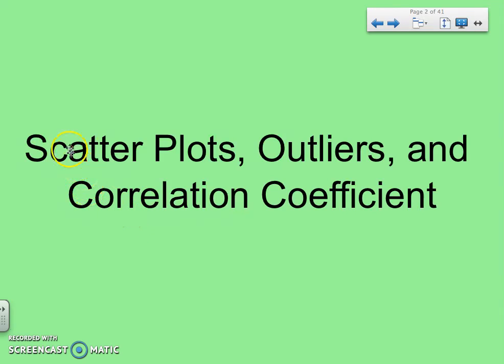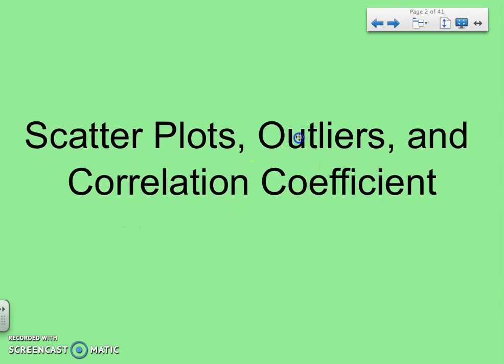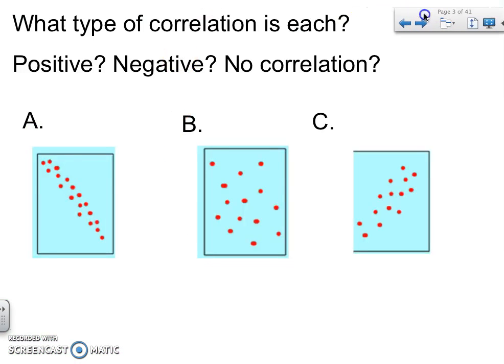So in this video, you're going to learn about scatter plots, outliers, and correlation coefficients, and hopefully this will be a review of scatter plots and outliers from 8th grade. Okay, so here are examples of scatter plots. Scatter plots are a bunch of points on a graph, okay?